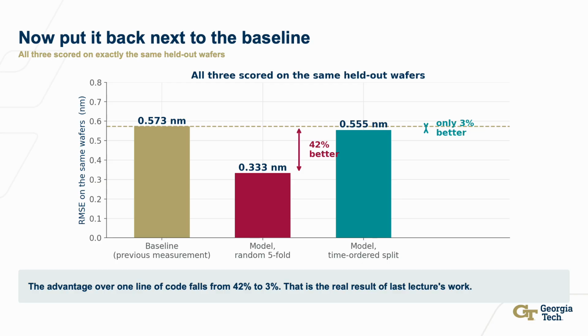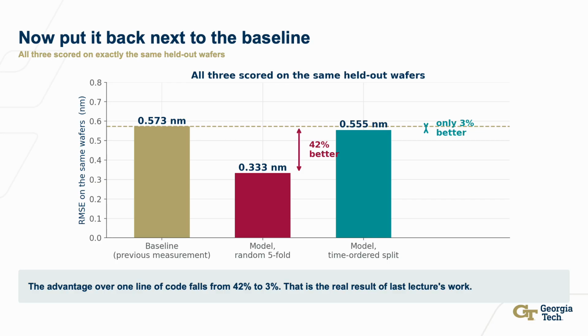The baseline, predict this wafer with the previously measured wafer, on the time order test window, RMSE of 0.573 nanometers. The model as we reported it last lecture, random 5-fold, 0.333, 42% better than doing nothing at all. That is a result worth deploying, a genuine substantial improvement. The same model honestly evaluated, 0.555.